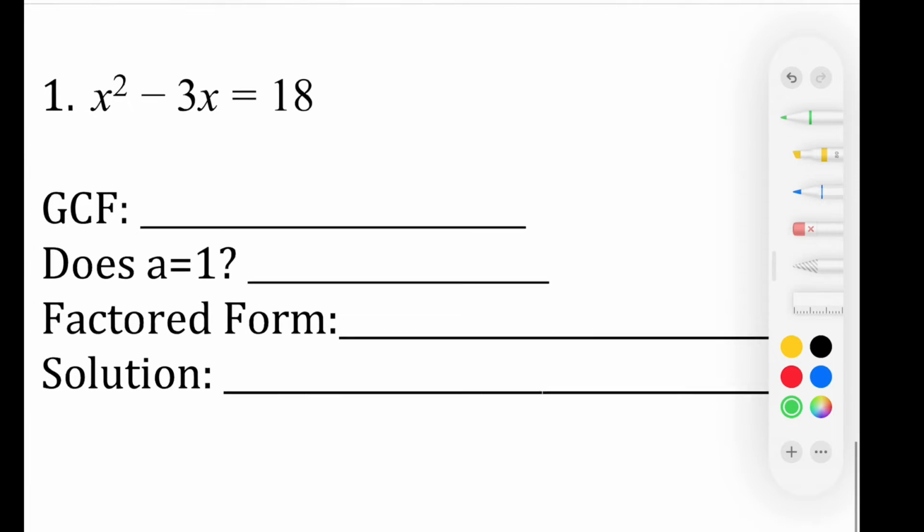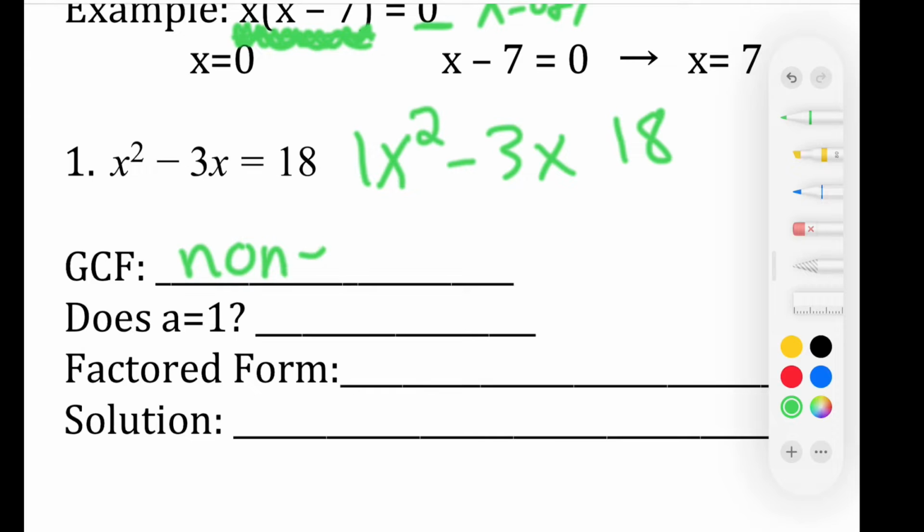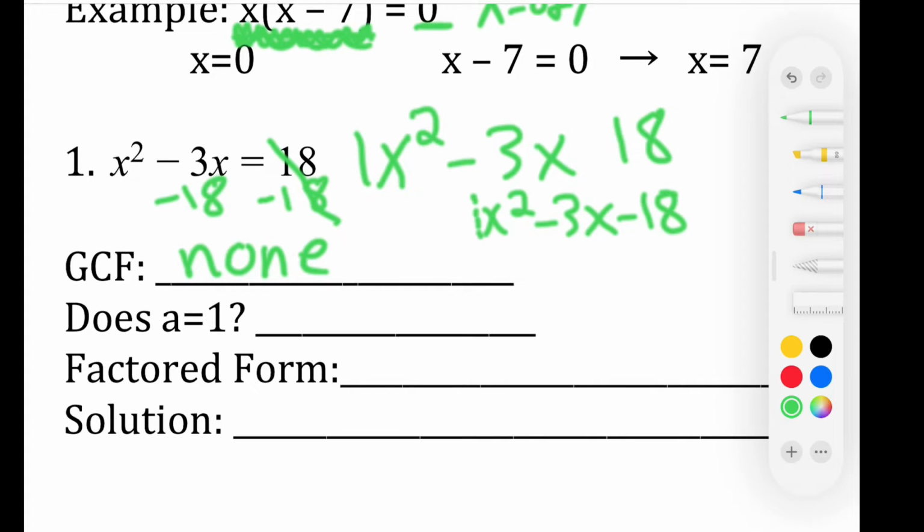So for number 1, looking at x squared minus 3x equals 18. Do we have a greatest common factor? No. We want one side of the equal sign to be 0. So we're going to subtract 18 from both sides. 18 minus 18 cancels out because it's 0. So we get x squared minus 3x minus 18. Does our A equal 1? Yes, right there.